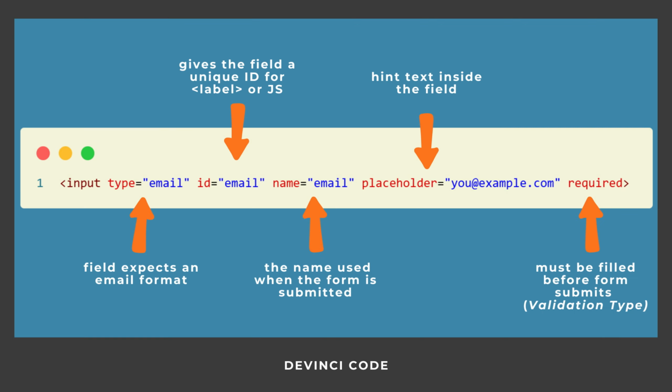This input is set up for email addresses. Type equals email makes the browser check for a valid email format. The id links it to a label or JavaScript, and the name is what gets sent with the form. The placeholder shows a sample email as a hint, and required means the user can't submit the form until they fill it in correctly. The required attribute is the validation attribute that we put at the end of the input field.